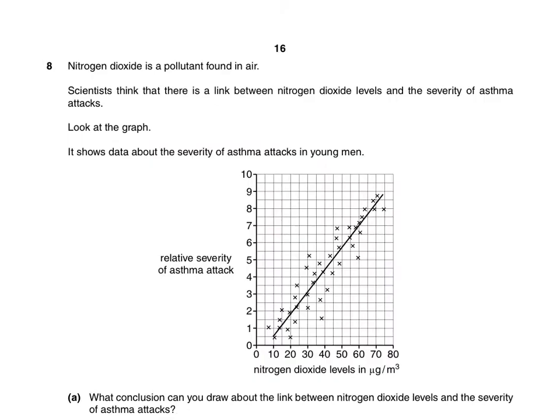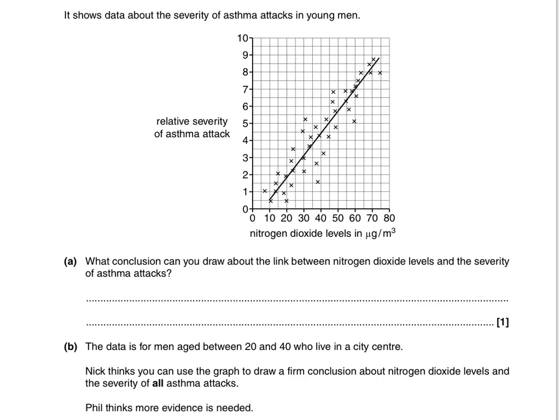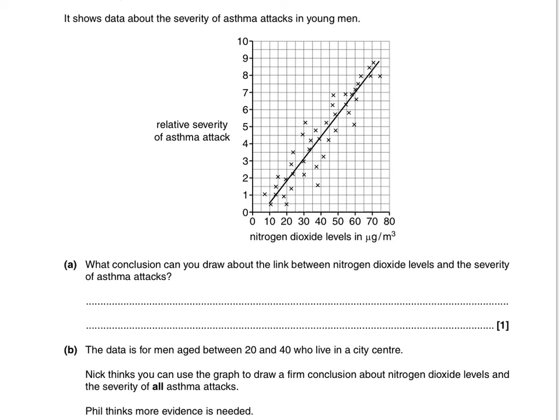So straight into another graph. Nitrogen dioxide is a pollutant found in air. Scientists think that there is a link between nitrogen dioxide levels and the severity of asthma attacks. Look at the graph. It shows data about the severity of asthma attacks in young men. Okay, so we can see there's a pattern in those graphs. What conclusion can you draw about the link between nitrogen dioxide levels and the severity of asthma attacks? Really easy mark. What's happening as nitrogen dioxide is going up? What's happening to the severity of asthma attacks? Well, obviously, that is going up as well.